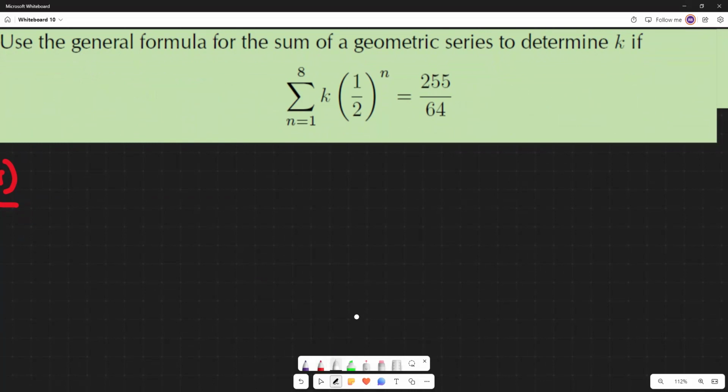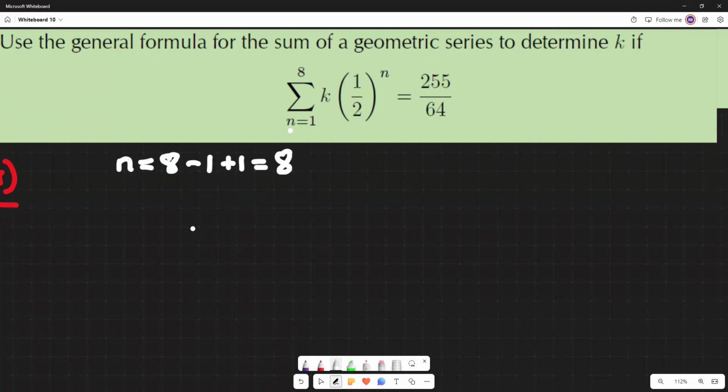Okay, so let's check this one. Use the general formula for the sum of a geometric series to determine k. So now, we already know that it is geometric because our variable is n, and n is an exponent. So we can easily see n is going to be the top number, which is 8, minus the bottom number, which is 1, and then you add 1. This is 8, so our n is 8.